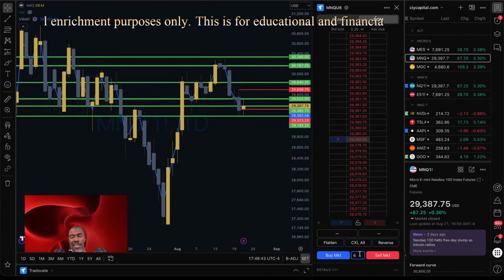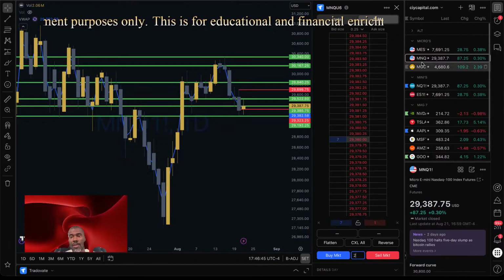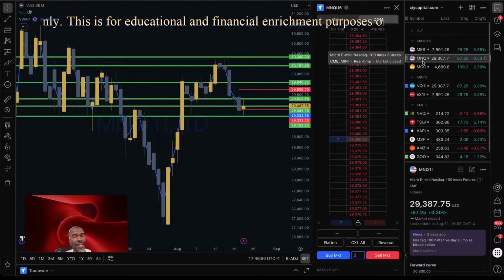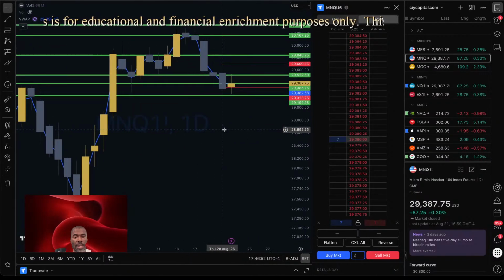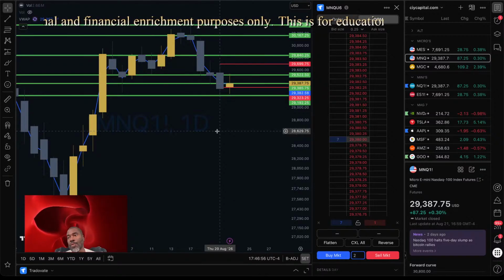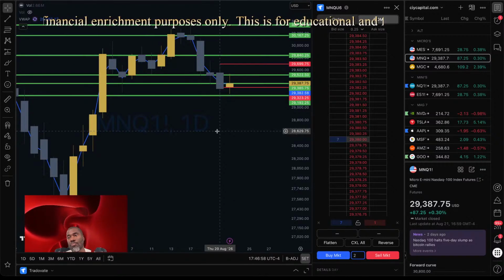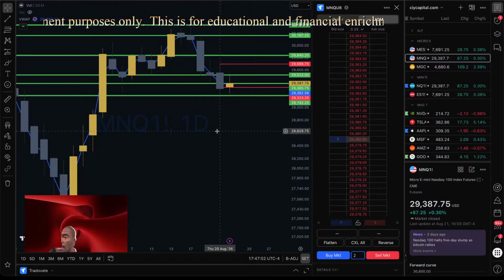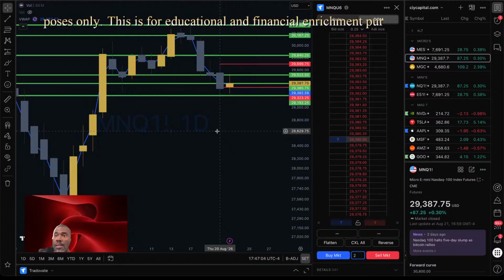So we're going to start out today with 2 contracts. We're going to start out on micro NASDAQ. So in the meantime, micro NASDAQ moves $2 for every move it does. So every dollar basically goes up $2 or minus $2.